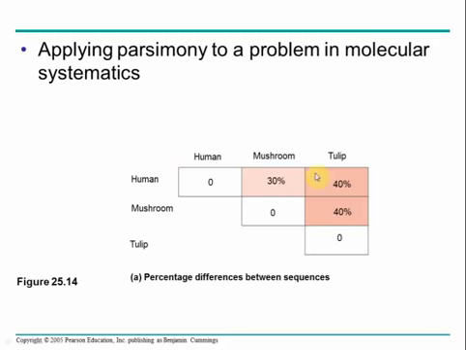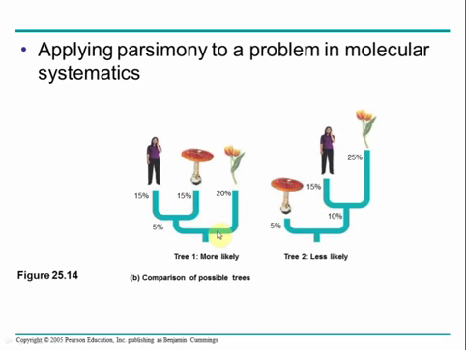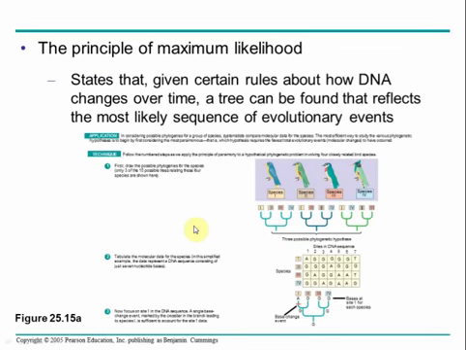So for example, here we have some data. We won't get into the data, but you can take a look at that specifically. Here we see the difference between human and mushroom is 30%, percentage of differences. And using that data, we can create two cladograms. One here, tree 1, and tree 2 is also possible, although very different, as you can tell. Here we show humans and mushrooms sharing a more recent common ancestor, and here we show humans and tulips sharing a more recent common ancestor. So we're going to choose the one that's most parsimonious or most likely here, which is tree 1.